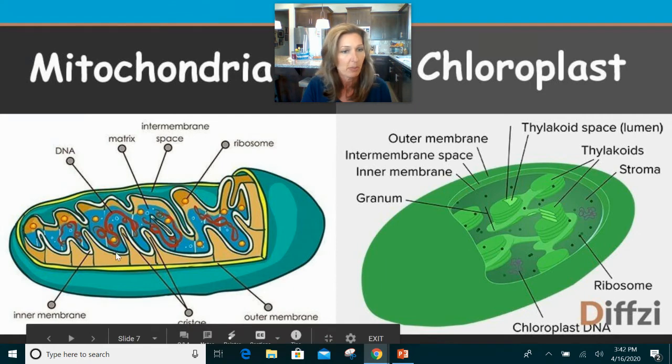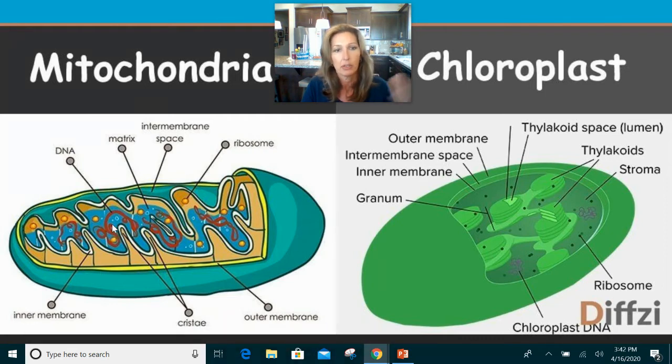This intermembrane space is where our high proton concentration is going to be built up. And then we've got our mitochondrial matrix in the middle. That matrix is where our protons are going to be diffusing back through. This is also where we'll talk more about our Krebs cycle, making sure we recognize that the Krebs cycle takes place in this mitochondrial matrix.